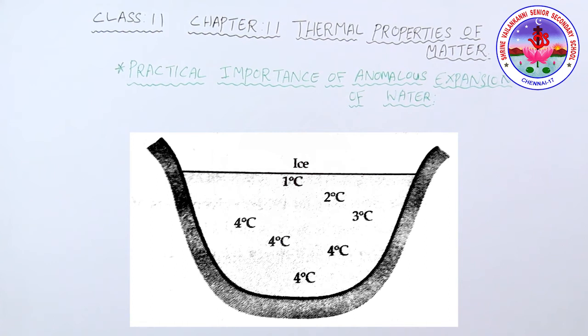The anomalous expansion of water has a favorable effect on aquatic life. The density of water, as we said, is maximum at 4 degrees Celsius. The water at the bottom of lakes remains at 4 degrees Celsius even if it freezes at the top. This allows fishes and other marine animals to remain alive and move freely near the bottom of the water. If water did not have this property, lakes and ponds would freeze from the bottom and it would destroy the entire aquatic life. So the anomalous expansion of water at 4 degrees Celsius has a favorable effect on aquatic life.